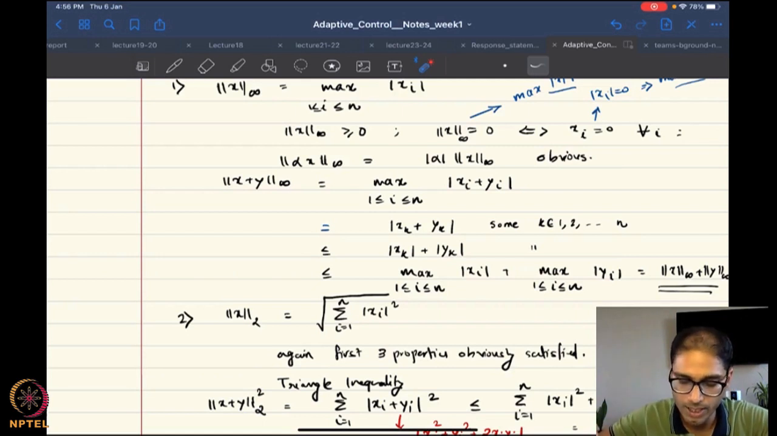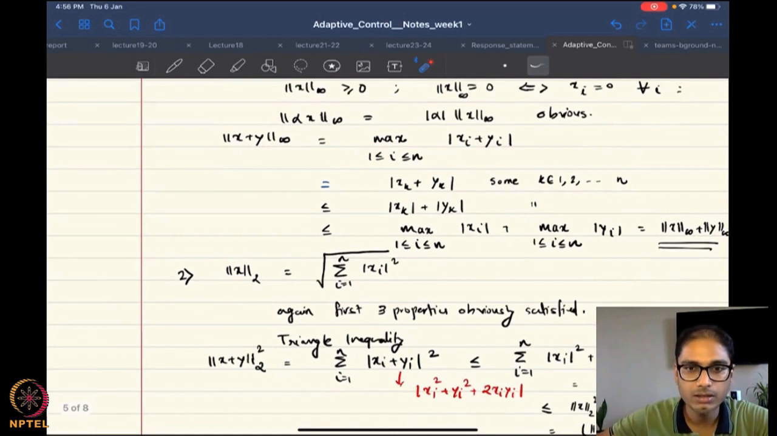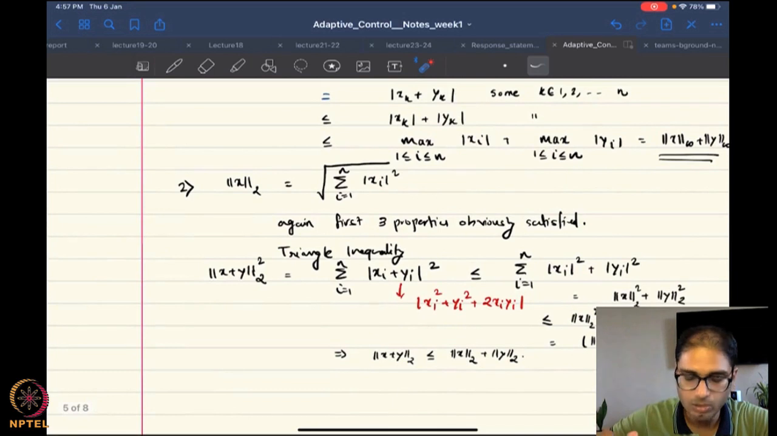So we've proven that the infinity norm as defined satisfies all the norm properties and therefore is a valid norm. Great. Now we want to do something very similar, something very, very similar for our two norm. So let's see if we can in fact do something like this.